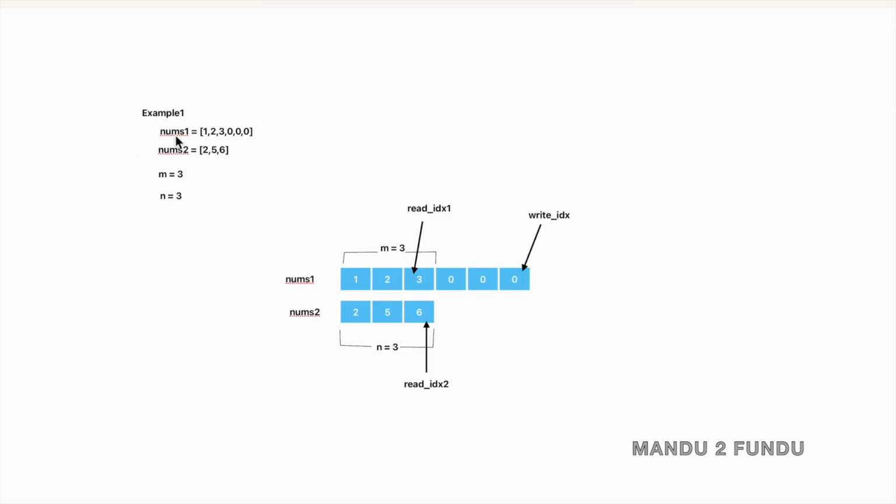Let's take a look at example 1. The nums1 array has space for 6 integers, out of which 3 entries are already occupied, and so m is 3, and nums2 has 3 elements, so n is 3. Basically, we maintain a write index pointing to the end of the nums1 array's allocated space, and the read index points to the current last element.